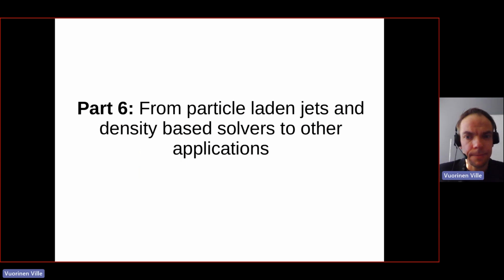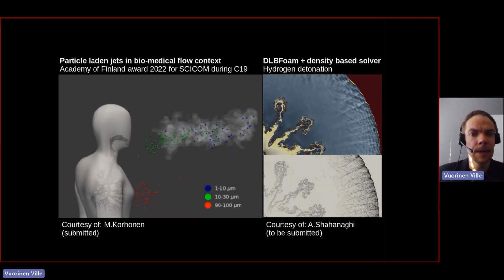Finally, as you remember, I started my academic career with particle-laden jets and density-based solvers. And what else have we done? Where have we come from these considerations 10, 15 years ago? Here on the left, you see simulations on particle-laden jets in a biomedical flow context. And this was work done during COVID-19.